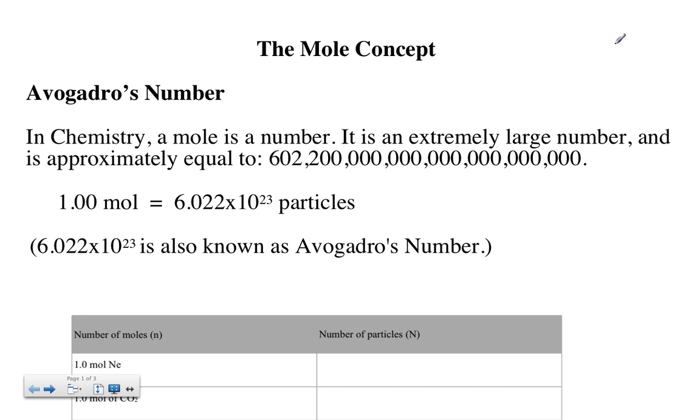We've already learned the idea of the mole. Like a dozen is 12, to a chemist, 1 mole represents 6.022 times 10 to the 23 particles. Doesn't matter what we're counting, whether it's atoms or molecules or ions or what are called formula units, 1 mole is always equal to 6.022 times 10 to the 23 particles. This number is known as Avogadro's number.